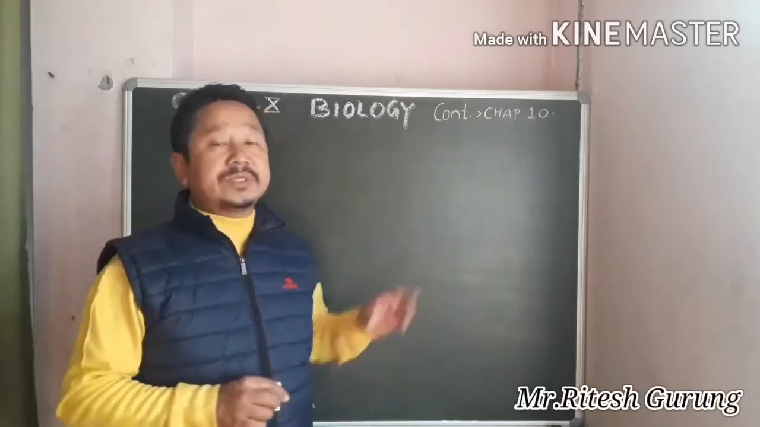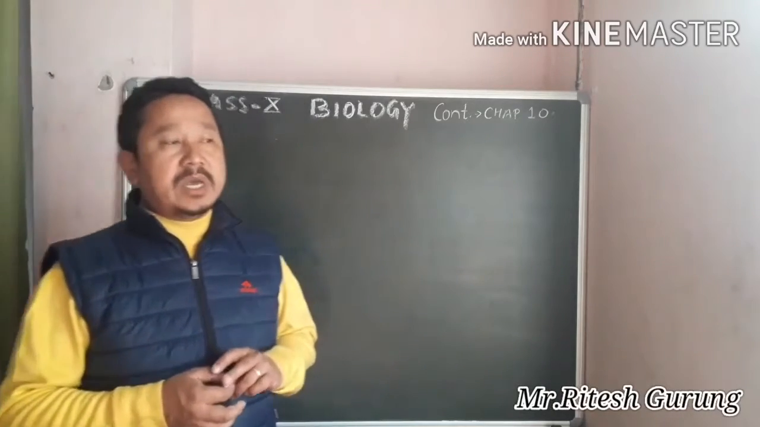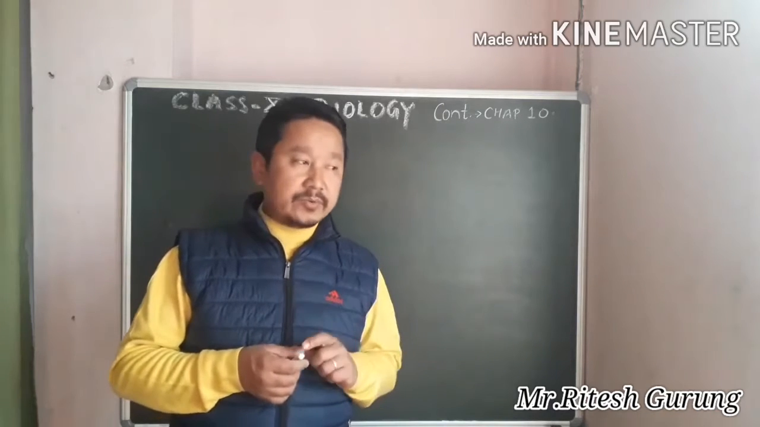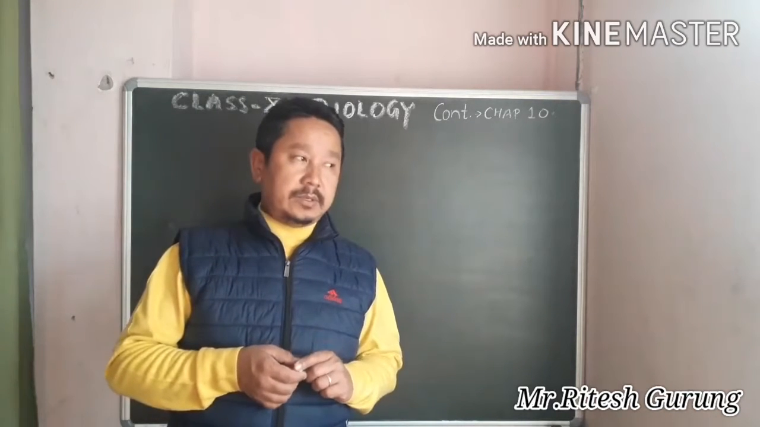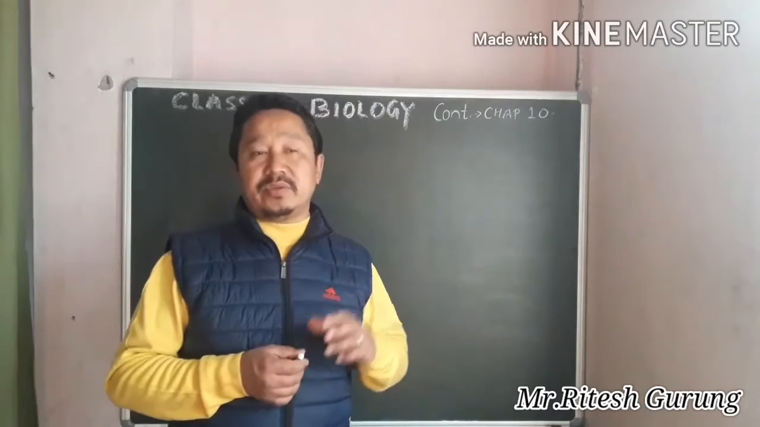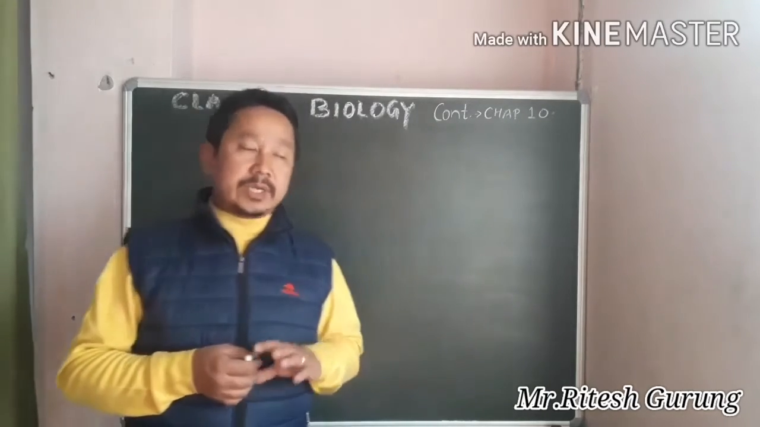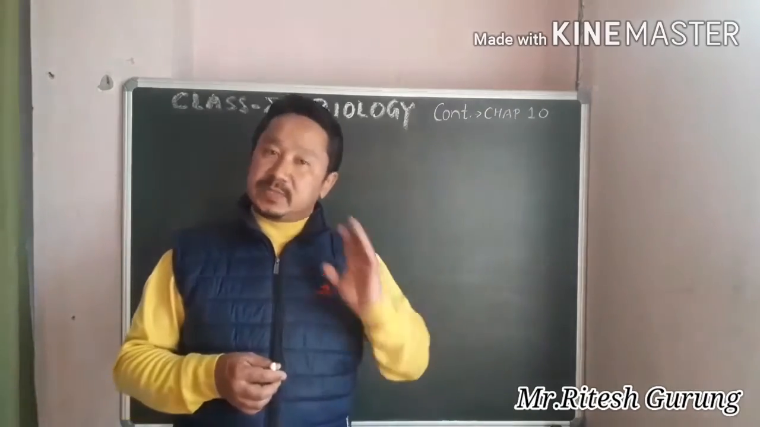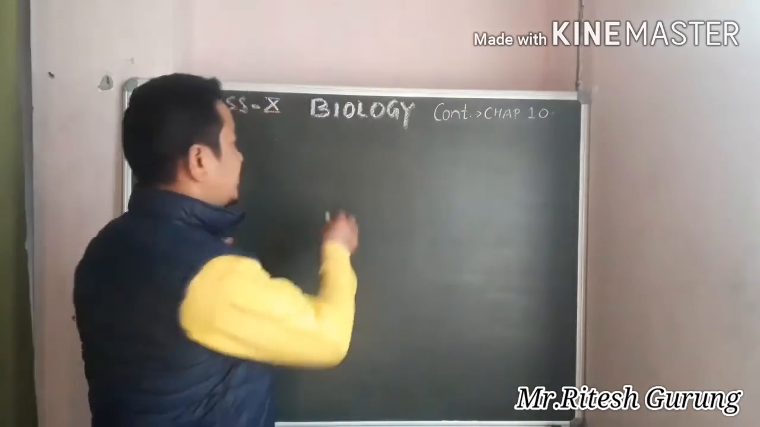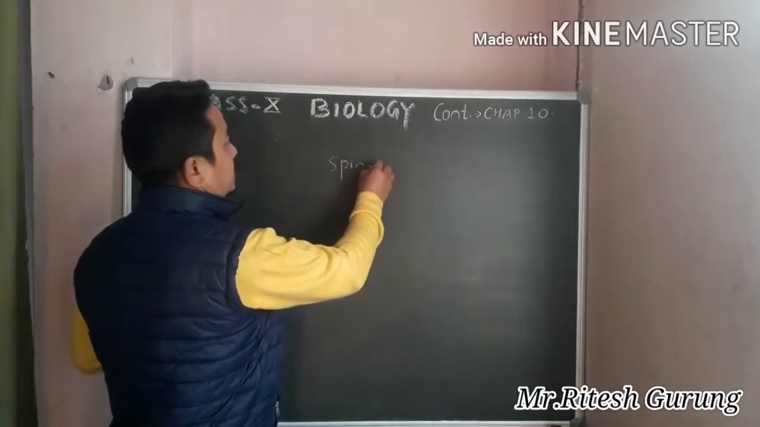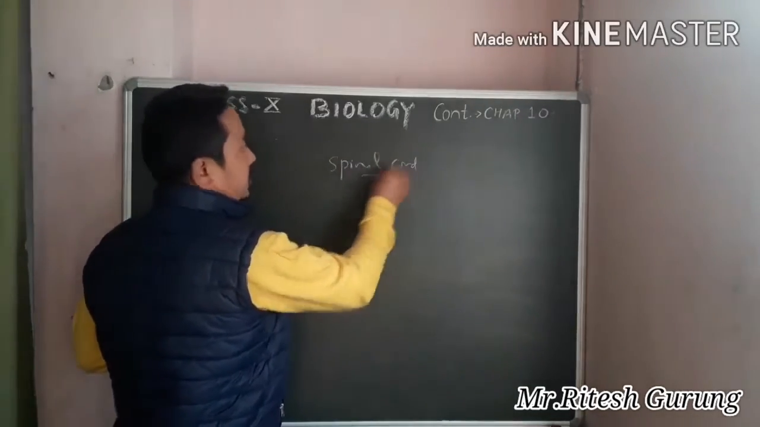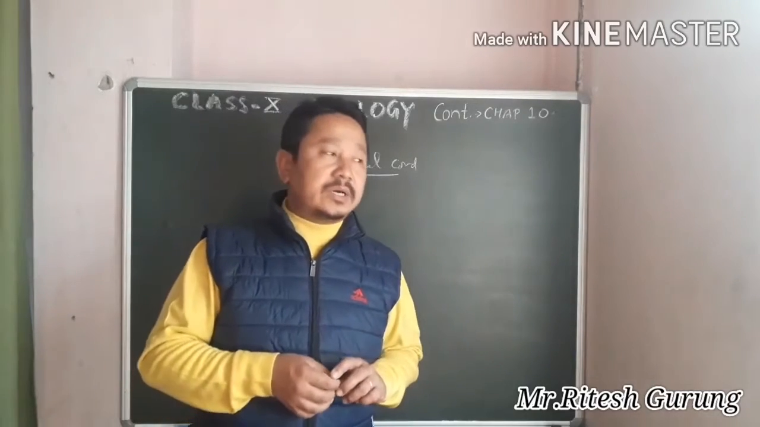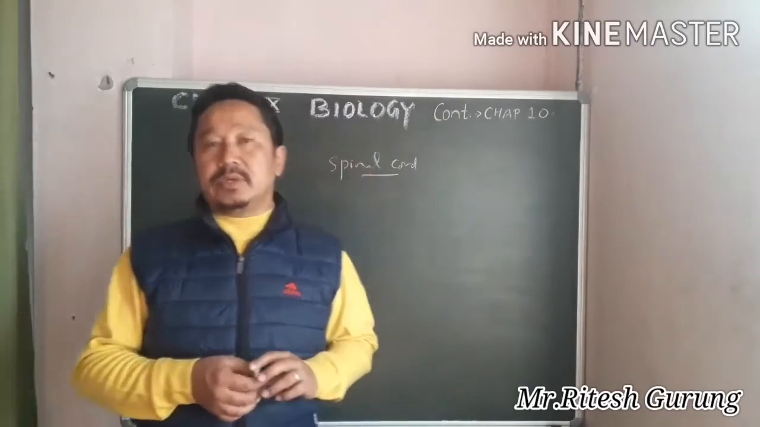Class 10, we'll continue chapter number 10, that is nervous system. In the last session we talked about the brain, which is one of the important parts of the central nervous system. Today in this session we'll see the other part of the central nervous system, that is the spinal cord. Besides this we'll also see the other parts of your nervous system.